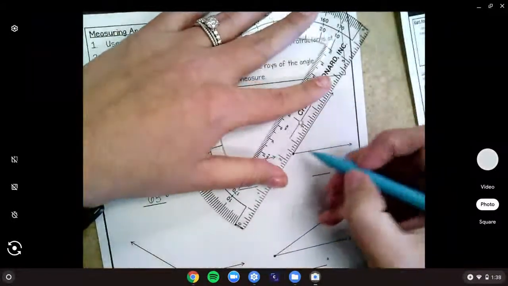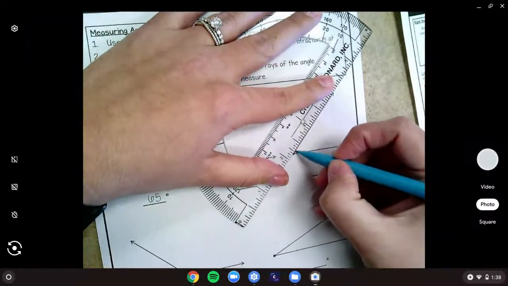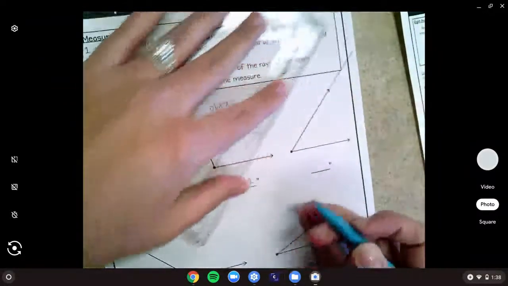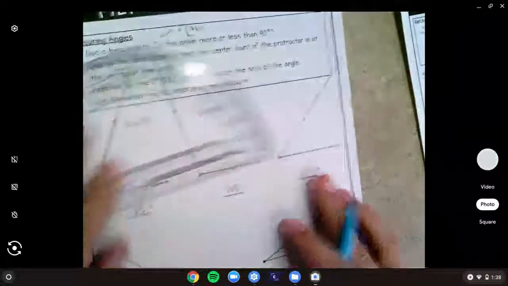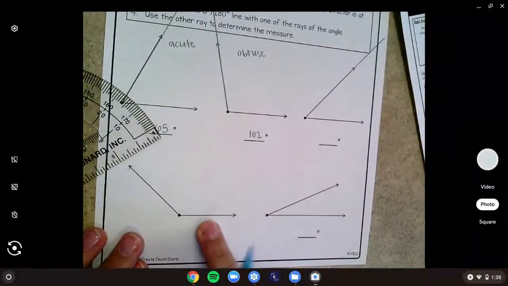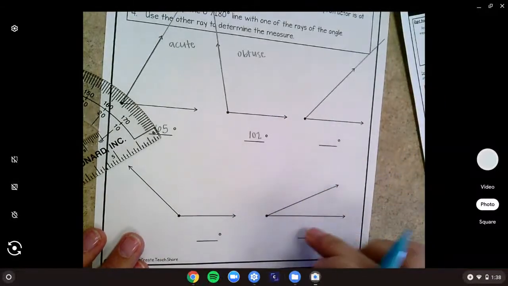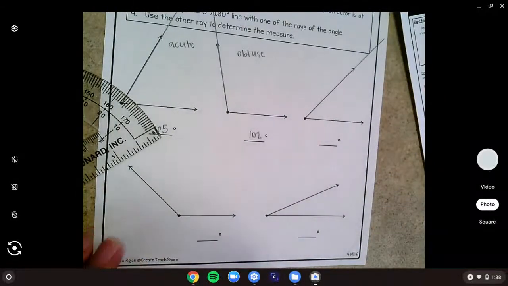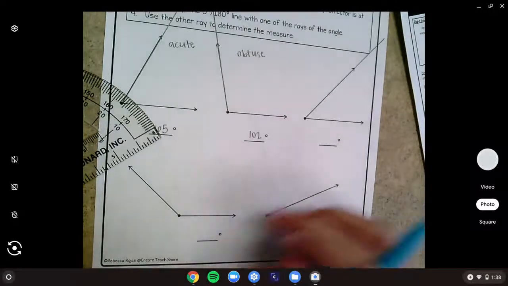You try these next 3 for me. Pause the video while you extend your rays, remember? Stretch them out as straight as you can. Measure and record. Extend, measure, record. Extend, measure, record. And unpause the video when you're ready to see those answers.